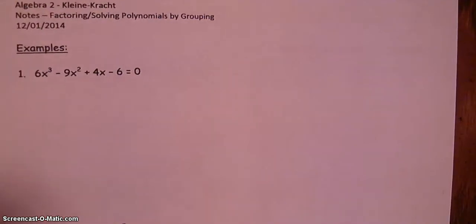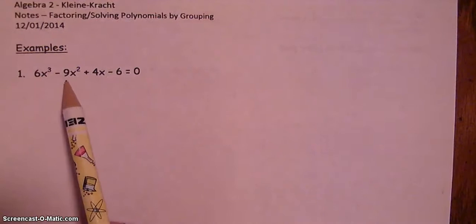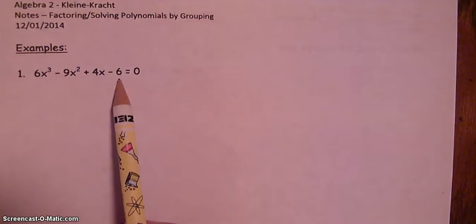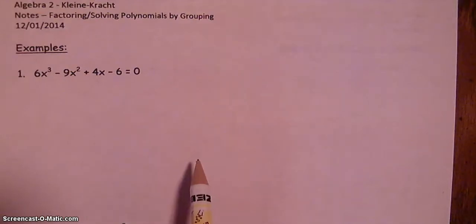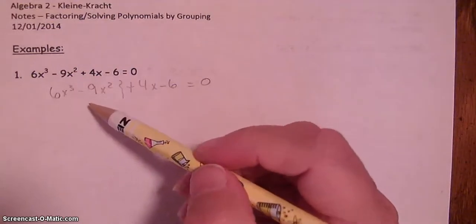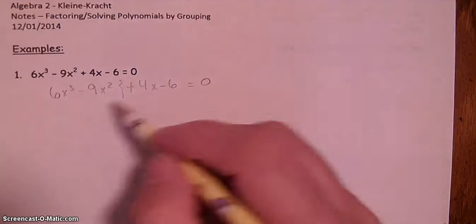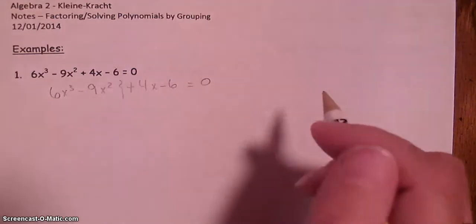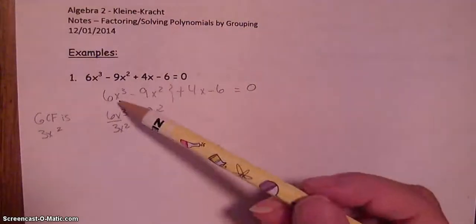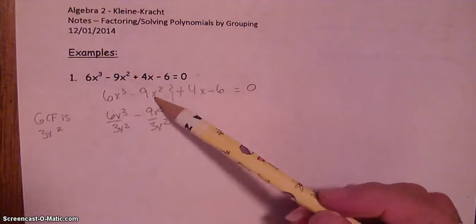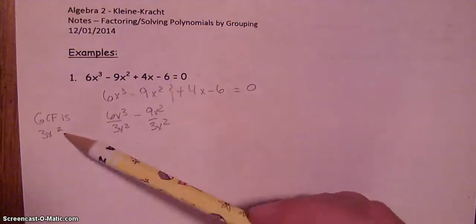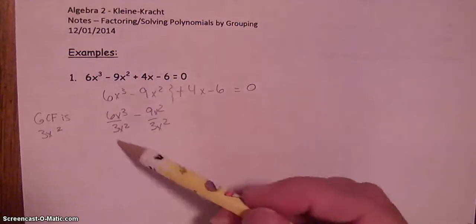Okay, let's look at another example. Here I have 6x cubed minus 9x squared plus 4x minus 6. It's in standard form. My exponents are going from highest to lowest, so I can begin factoring by grouping. The first step is to separate the two. I've separated the first two terms and the last two terms. Now I need to determine my GCF of both sets of terms. In my first set of terms, my GCF is 3x squared. 3 goes into 6 and 9, and x squared goes into x cubed and x squared. So I divide everything out.